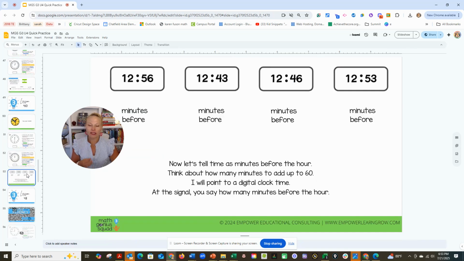Now we have the very last slide for telling time, which is now let's tell time as minutes before the hour. So class, what time is it? 12:56. We have to add up to 60. I'm going to point to the digital clock. You say how many minutes before the hour. So 12:56. Think about it. Class, the whole class would say 4 minutes before 1. Class, think about it. Class, 7 minutes before 1. Okay, so every time we read the time, we say how many minutes to make the hour. Oh, sorry, in that case, we would have been 17 minutes before 1. Okay, same thing here. So they would continue to work on that.